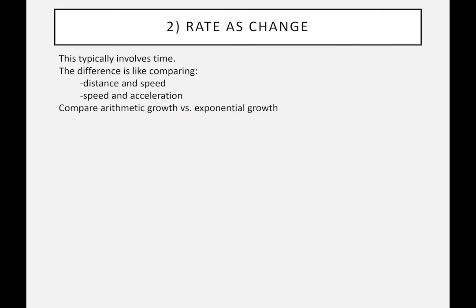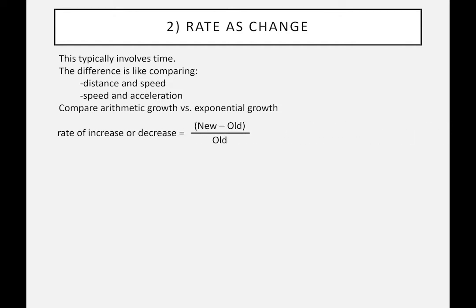Now let's take a look at rate as change. And this typically involves time. In this sense, if you think of it, distance tells you where you are at a given moment, but speed tells you how fast you're moving away or moving towards something. In the same sense, you can talk about speed as you move, but then acceleration would be explaining how your speed is changing. Furthermore, you can imagine this idea of change as arithmetic growth, where you're just adding the same number each time, whereas exponential growth means you're adding a certain percentage. As a result, the growth is going to be increasing because there's increase on the increase.